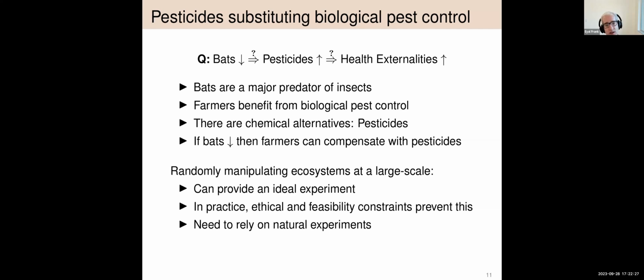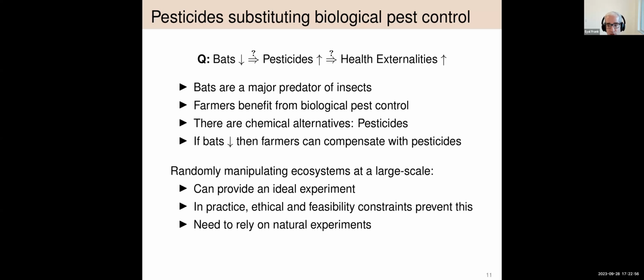We're not going to go and kill bats at random to just see what happens to pesticide use and health externalities. And universities have what's called an institutional review board that has to sign off that the research you're doing is ethical. I have never tested our institutional review board to see if they'll be okay with me manipulating ecosystems at a large scale just because it's an interesting research question.